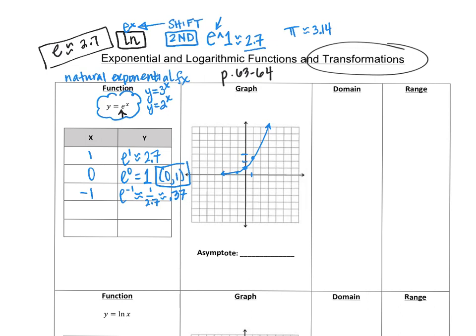And that will also have a horizontal asymptote on the x-axis, because again, none of these values will ever go negative. You're plugging in exponents that are both positive and negative, but they only end up with outputs that are positive. So our asymptote will be the line y equals 0. Our domain will be from -infinity to infinity, and our range will be 0 to infinity.